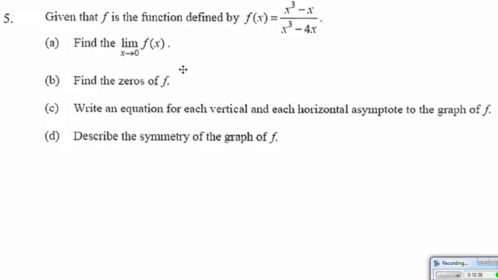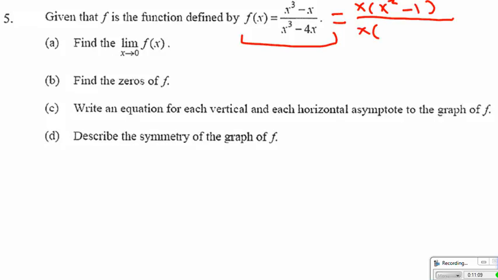Alright, so we're looking at number 5 here together. Given that this is the expression, we are looking for the limit as x approaches 0. Now, in the case of number 5, it will be better if we simplify this as much as we can. So the numerator can be factored by x, and we will have x squared minus 1 left. And then the denominator becomes x times x squared minus 4.